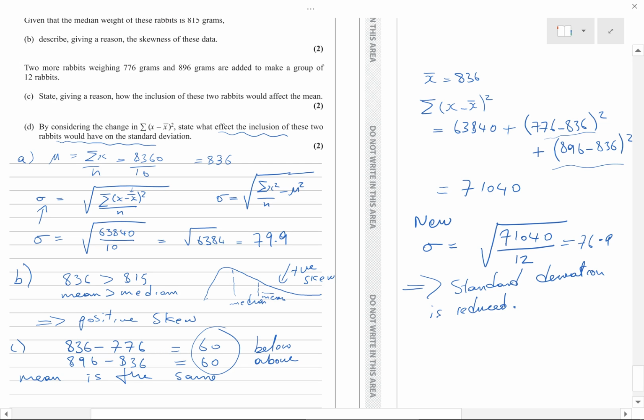Okay, so that is it. I suppose we didn't really need to square root all this. We could have compared this number here with this number here without square rooting and working it out, but whatever, we've done it. And we've got there.